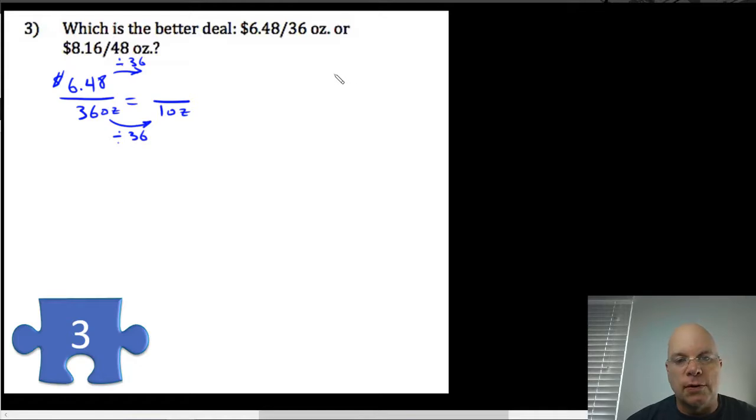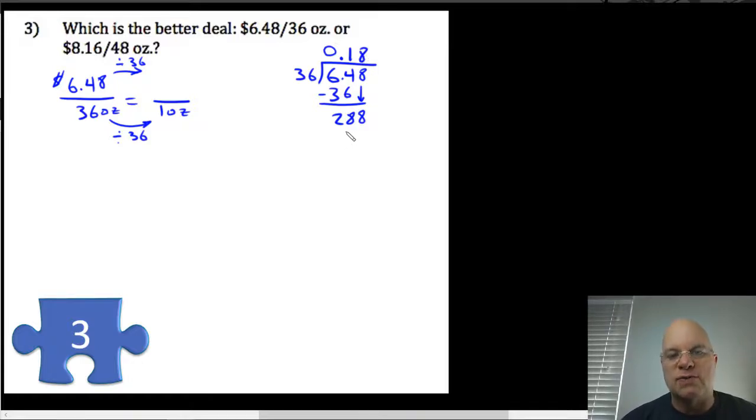All right, so let's do that on the side here. 648 divided by 36. I'm dividing by a whole number, so I can just line up a decimal in my quotient. 36 goes into 6 0 times. 36 goes into 64 once. 1 times 36 is 36. When you subtract, you get a difference of 28. You bring down this 8, and 36 goes into 288 exactly 8 times. 8 times 30 is 240, and 8 times 6 is 48. 240 and 48 is 288.